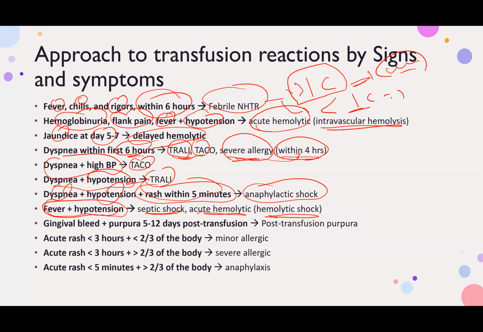Why? Because in anaphylaxis there is bronchoconstriction, and a lot of histamine release and a lot of other mediators, which cause hypotension and also rash, and it happens very quickly, within 5 minutes of the transfusion, right? So please think about anaphylactic shock.